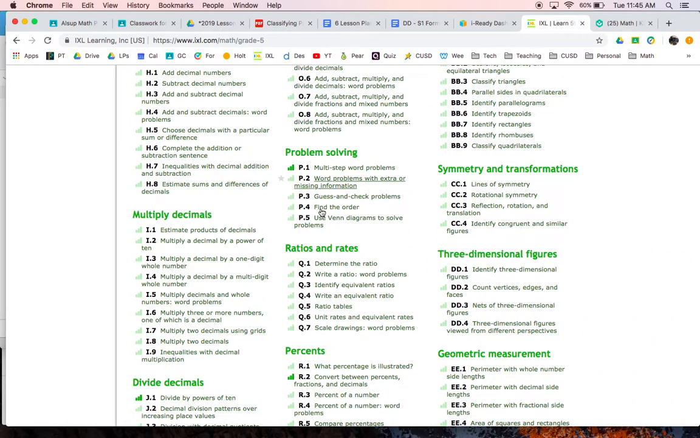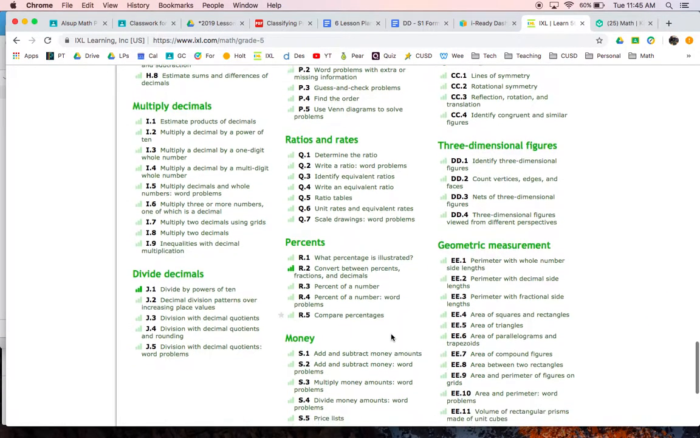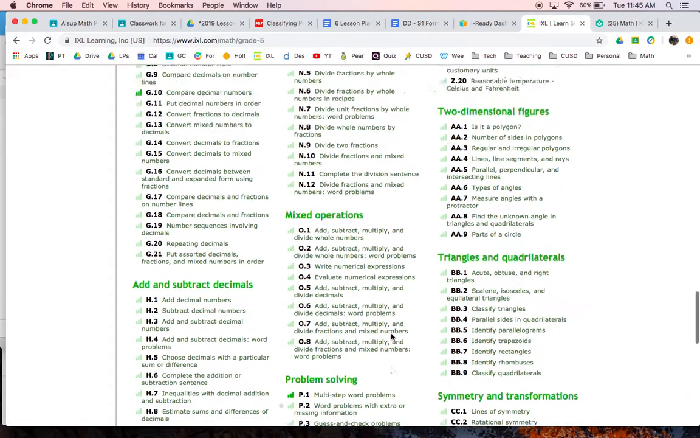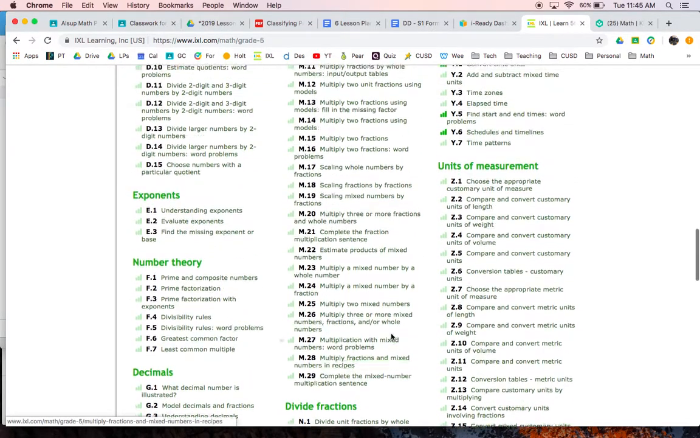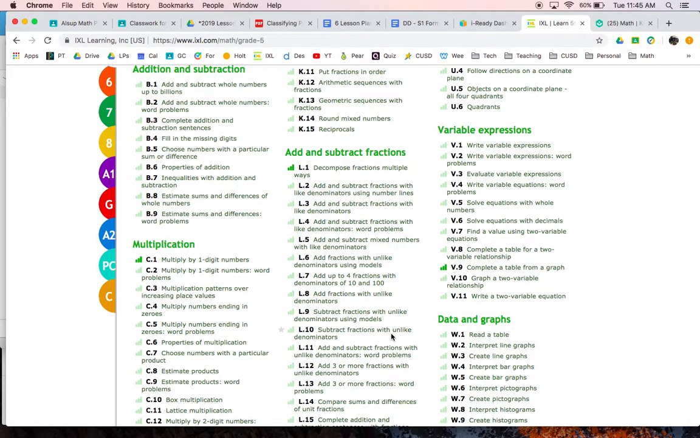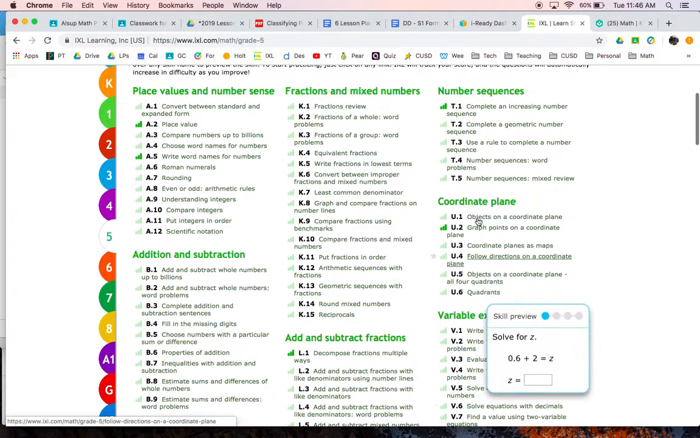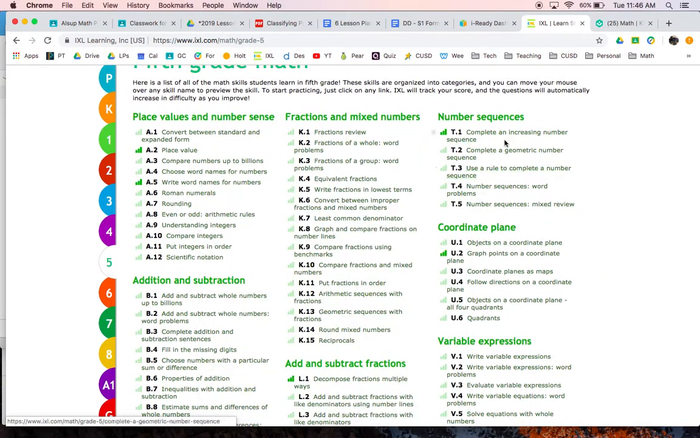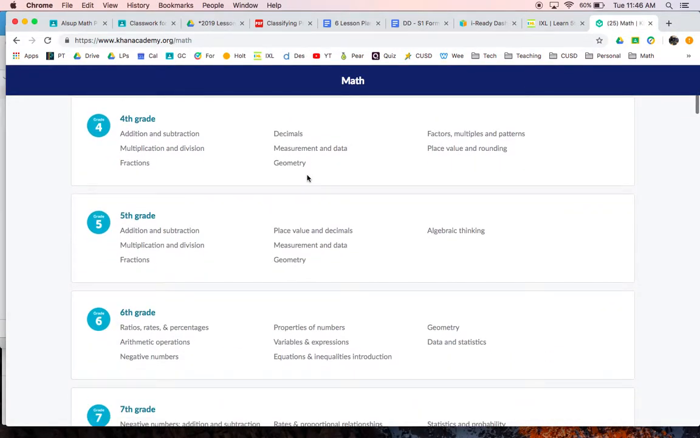Okay, problem solving would be a good place to practice for algebraic thinking, and I think I might have missed something else for algebraic reasoning. Let me go up one more time. Variable expressions for algebraic reasoning, and number sequences for algebraic reasoning. Okay, now in Khan Academy for fifth grade, same ones as before: multiplication and division, always a struggle, fractions, place value, and decimals, and then here is where you can start to see more algebraic thinking.